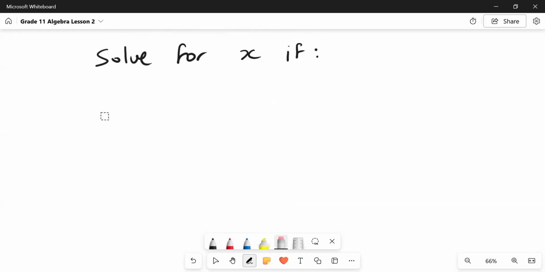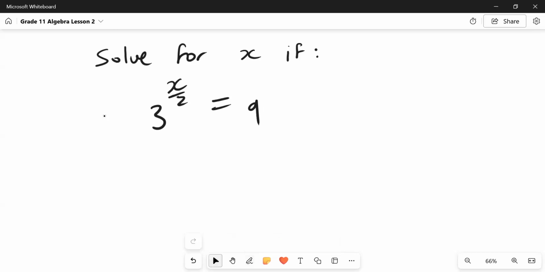So now for our next example, they are giving us 3 to the power x over 2 equals, sorry, 9. Okay, remember we did exponents on our previous lesson, right? So since we did exponents, then it's not a problem, because here we can just write this in the form of 3 to the power of 2, or 3 squared.